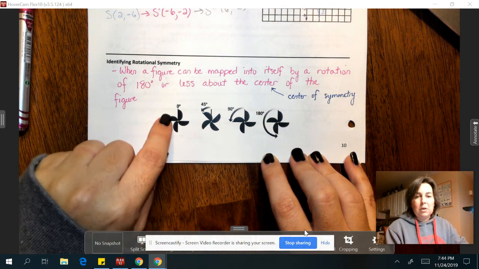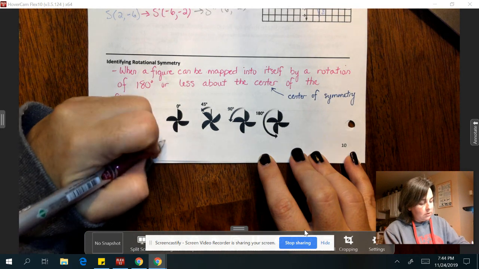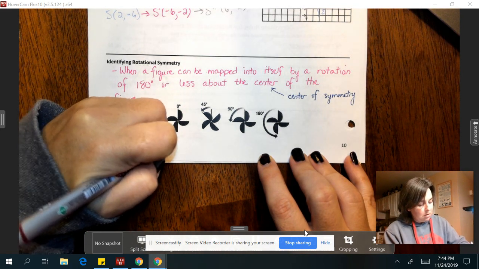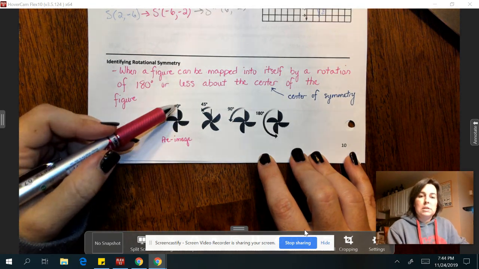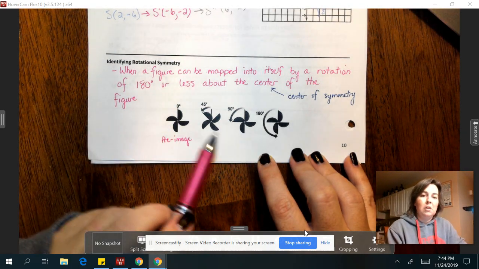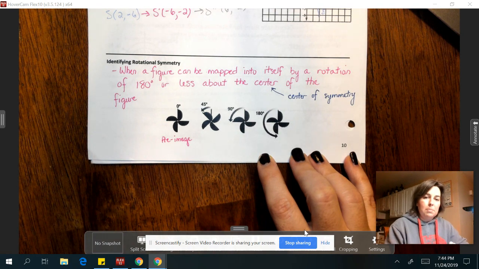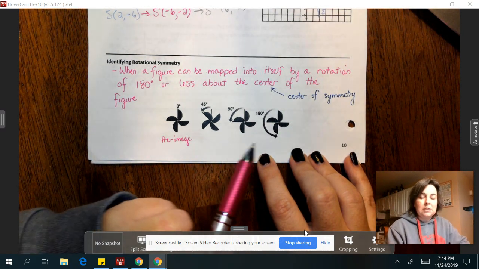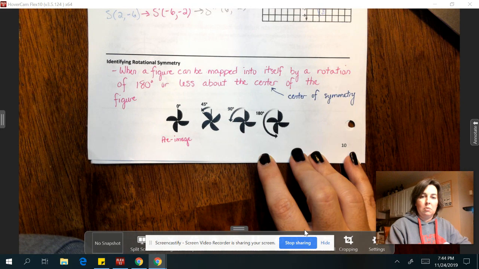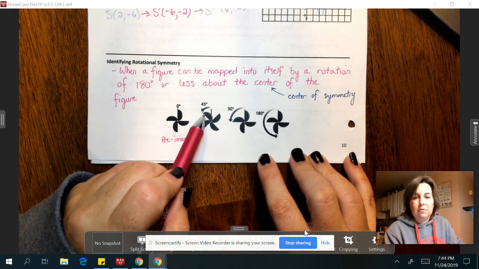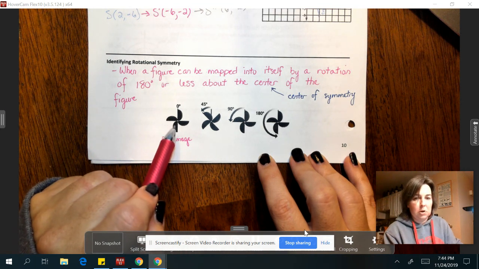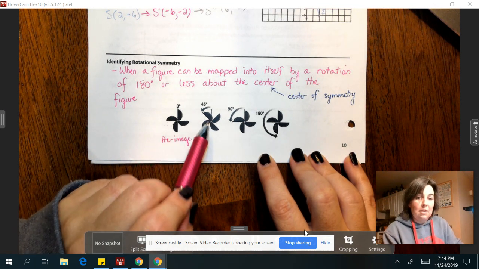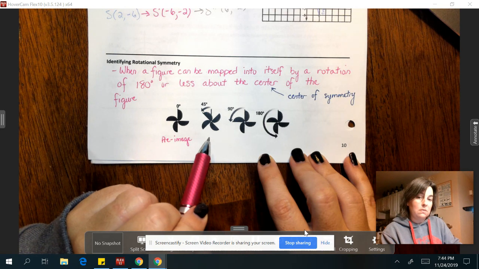So imagine this pinwheel. This is the pre-image right here. We haven't changed it at all. That's why it says 0 degrees at the top. It has not rotated at all. All three of these are options for what you could get after a rotation. So you'll see after a 45-degree rotation, this is not in the same position as our pre-image. So it does not have rotational symmetry at 45 degrees.